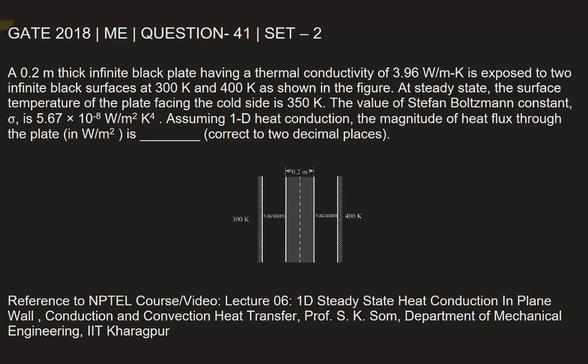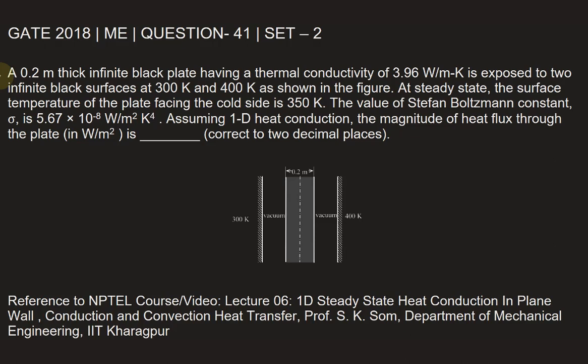This question is from GATE 2018 Mechanical Engineering paper, set 2, question number 41. A 0.2 meter thick infinite black plate having a thermal conductivity of 3.96 watt per meter Kelvin is exposed to two infinite black surfaces at 300 Kelvin and 400 Kelvin as shown in the figure. At steady state, the surface temperature of the plate facing the cold side is 350 Kelvin.